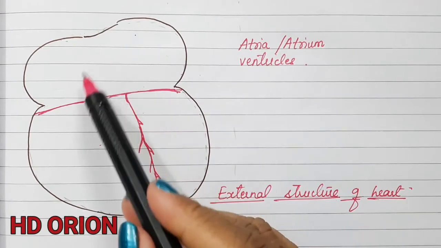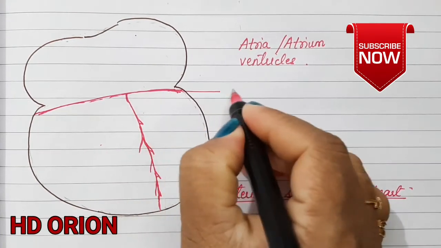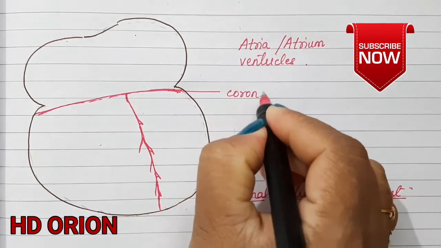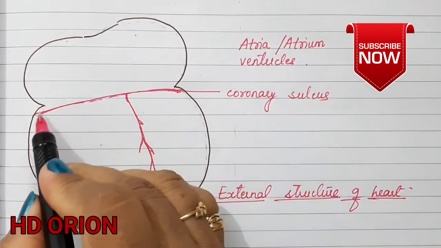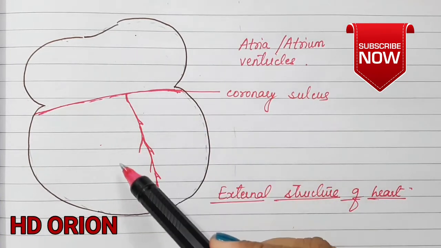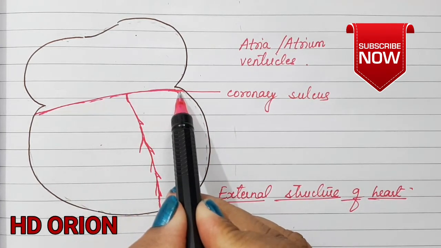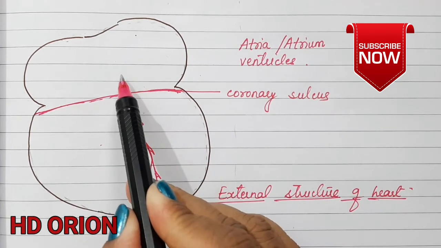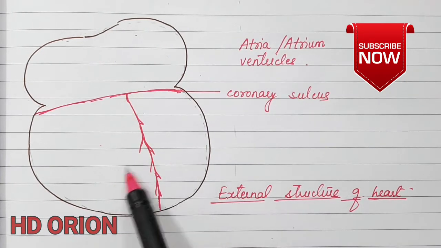So in the external structure, this is the coronary sulcus, which is a transverse groove which separates the atria from the ventricles. So the coronary sulcus is a depression, it is a groove which is meant for separating the upper 2 chambers from the lower 2 larger chambers.